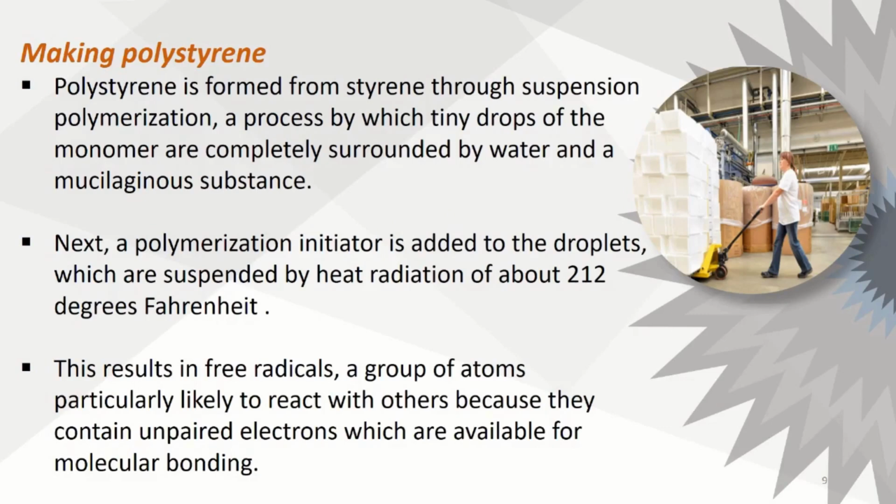Next, a polymerization initiator is added to the droplets, which are suspended and heated to about 212 degrees Fahrenheit. This results in free radicals, a group of atoms particularly likely to react with others because they contain unpaired electrons which are available for molecular bonding.